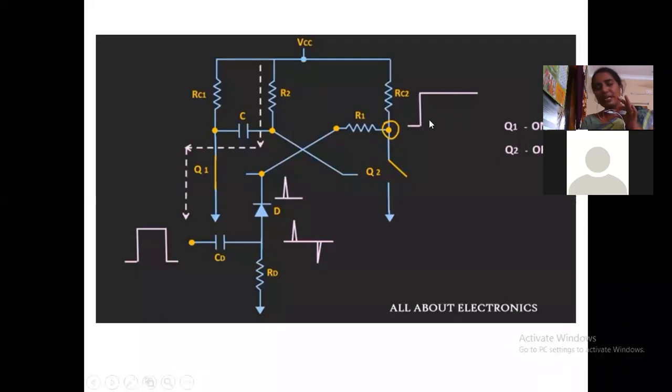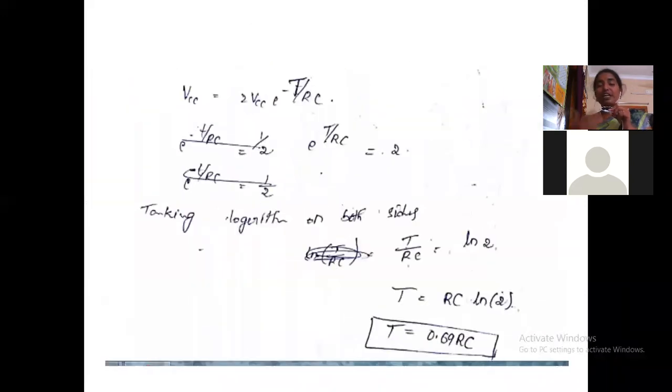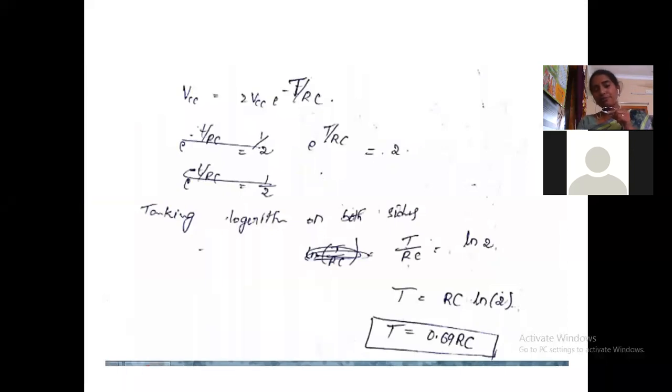By seeing this waveform, it is similar to a pulse waveform. Okay, so another name for the monostable multivibrator is single step or univibrator, right? By the monostable multivibrator we can generate a rectangular waveform or gate waveform, right? So this is about the monostable multivibrator.